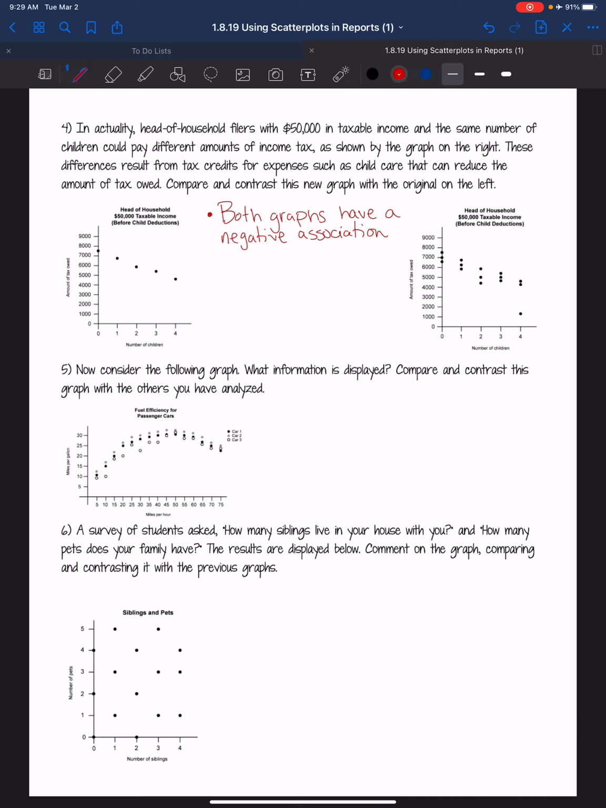So I'm going to say second graph has more data, and is more spread out. And then the other thing we said was first graph is more linear.